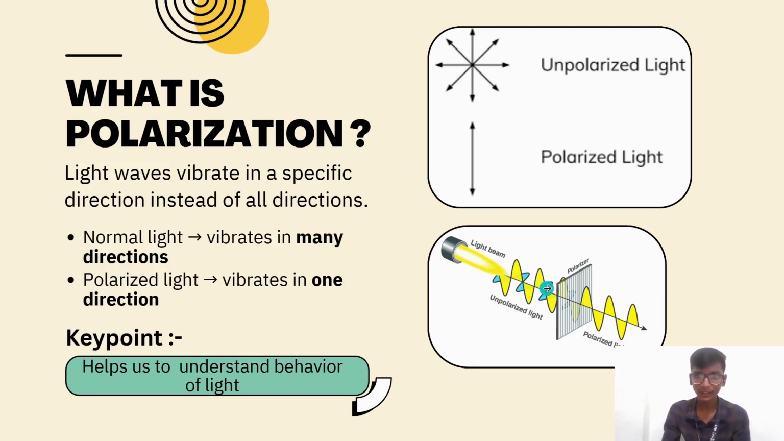When we pass the light through a special filter called a polarizer, the unpolarized light is converted into polarized light, and this phenomenon of light conversion is the polarization of light. In a simple way, we can say that the conversion of unpolarized light into polarized light is called the polarization of light.